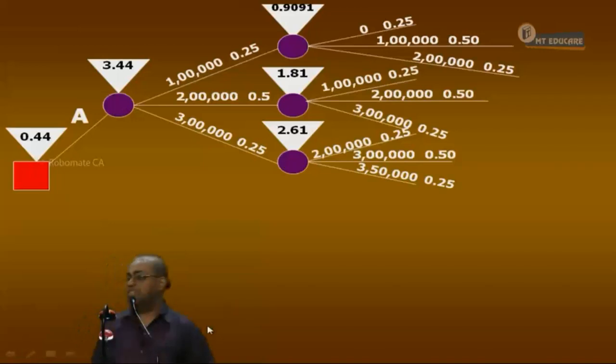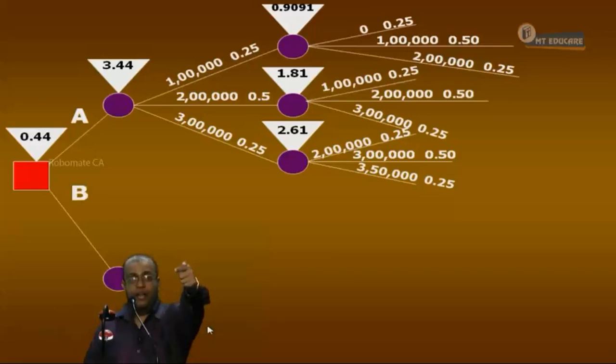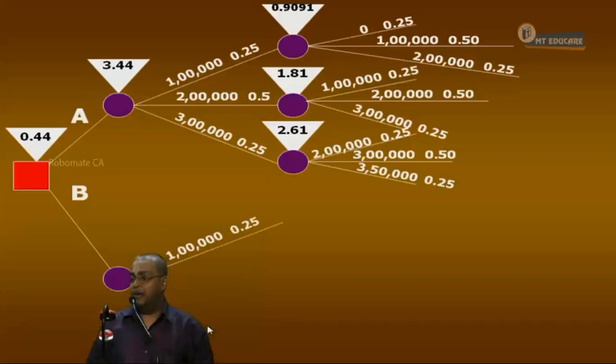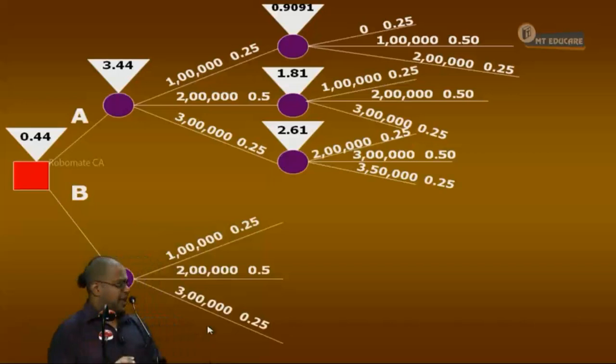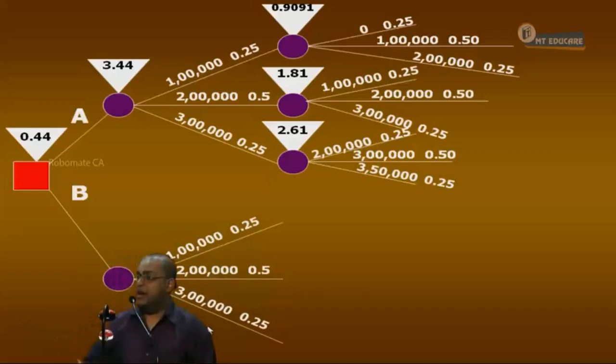Now, Site B. Everybody, please participate. First year cash flow can be 1 lakh, first year cash flow can be 2 lakh, first year cash flow can be 3 lakh. Everything is going to be almost the same. Next. When the first year cash flow is 1 lakh, second year cash flow can be 0, or 1 lakh, or 2 lakhs.